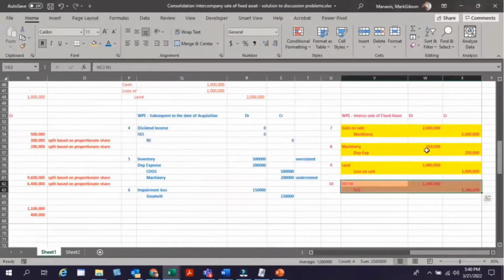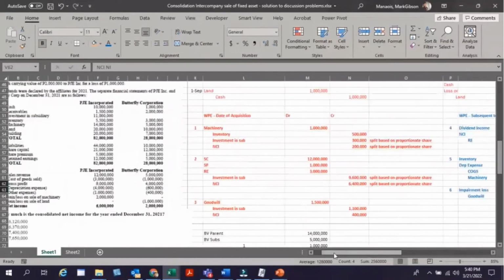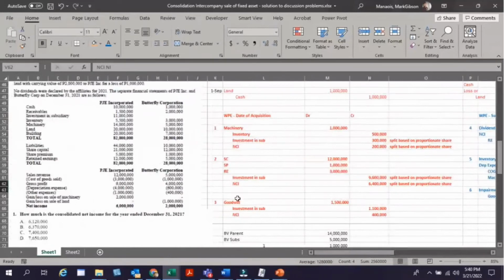Binayn ko tong kulay para at least hindi ka malito na this is not related to the intercompany sale of fixed asset. Okay, so those are the relevant entries or questions.